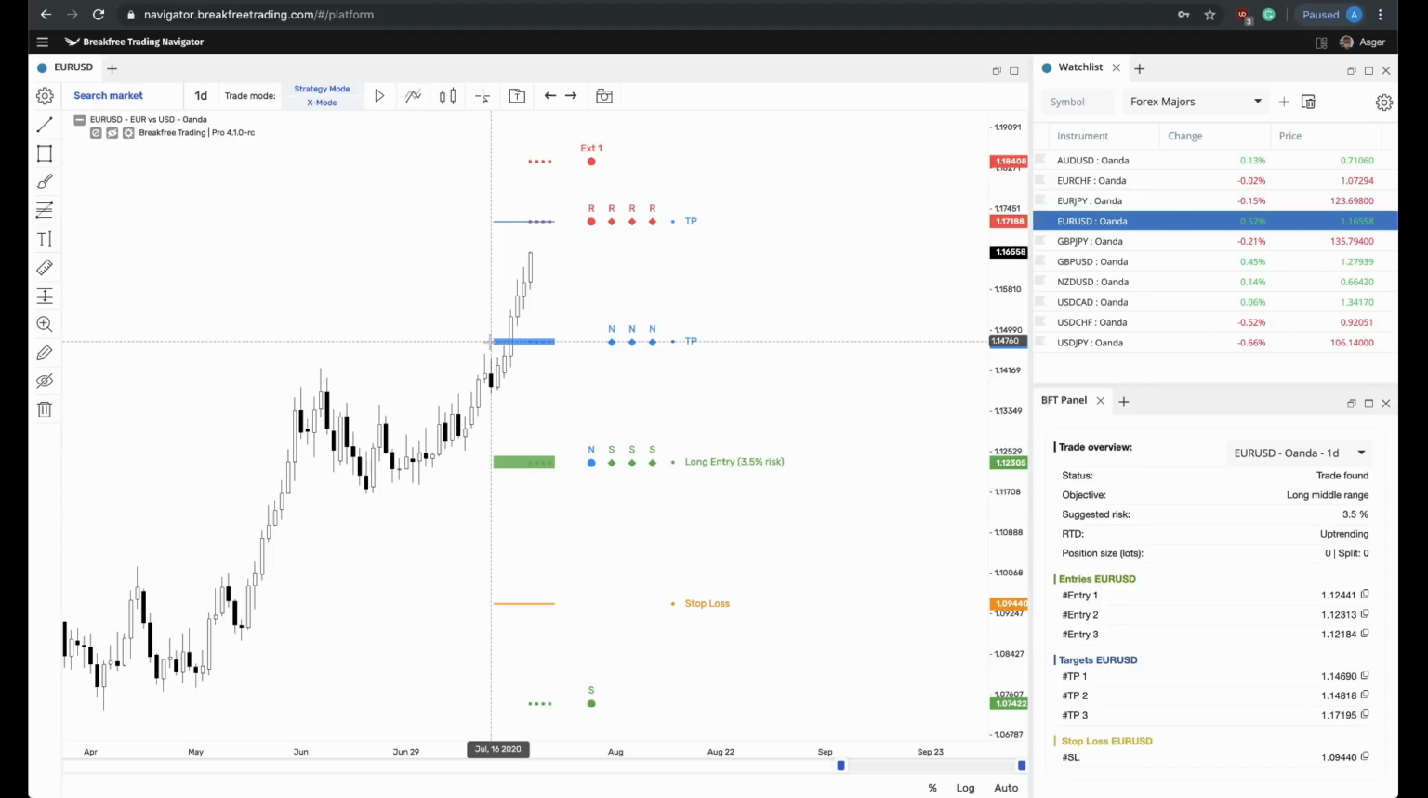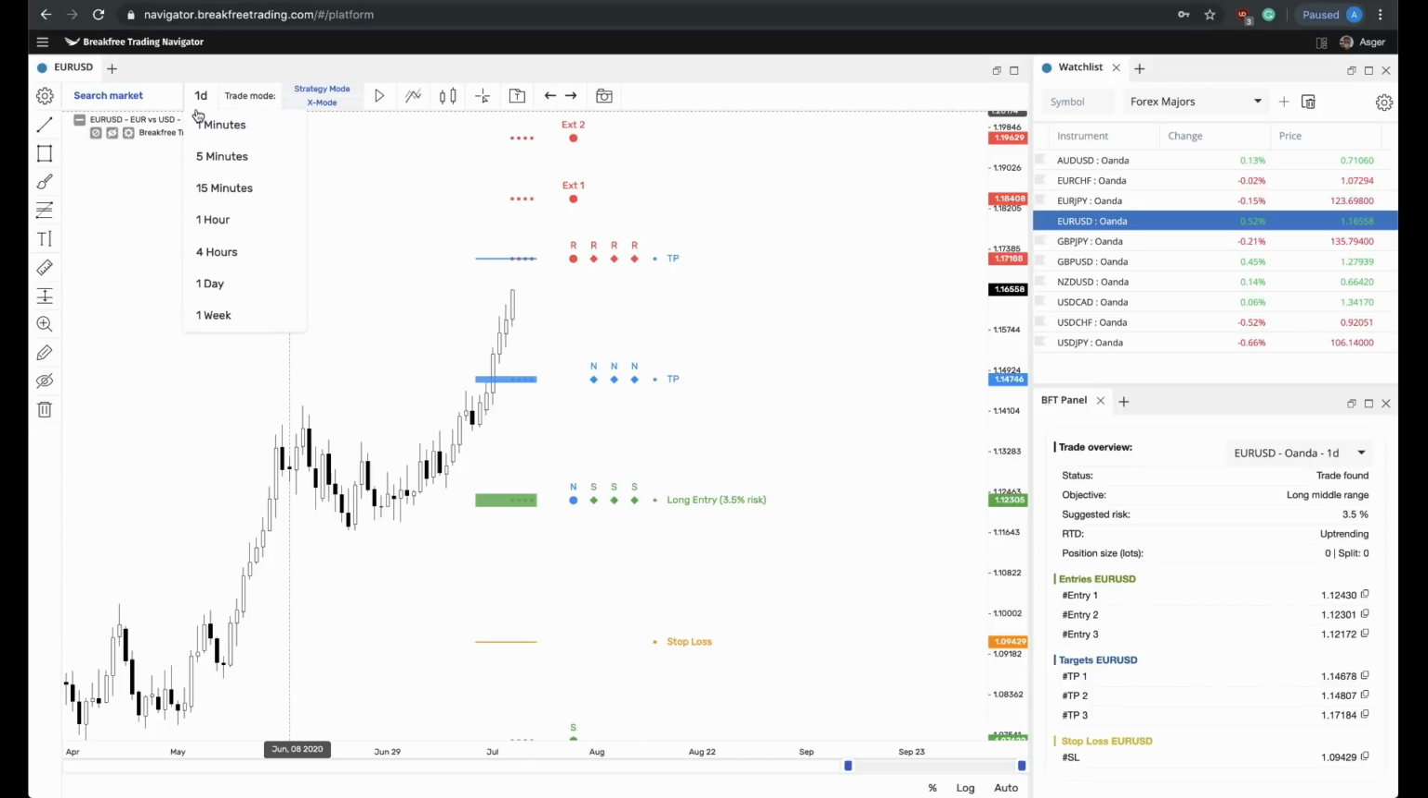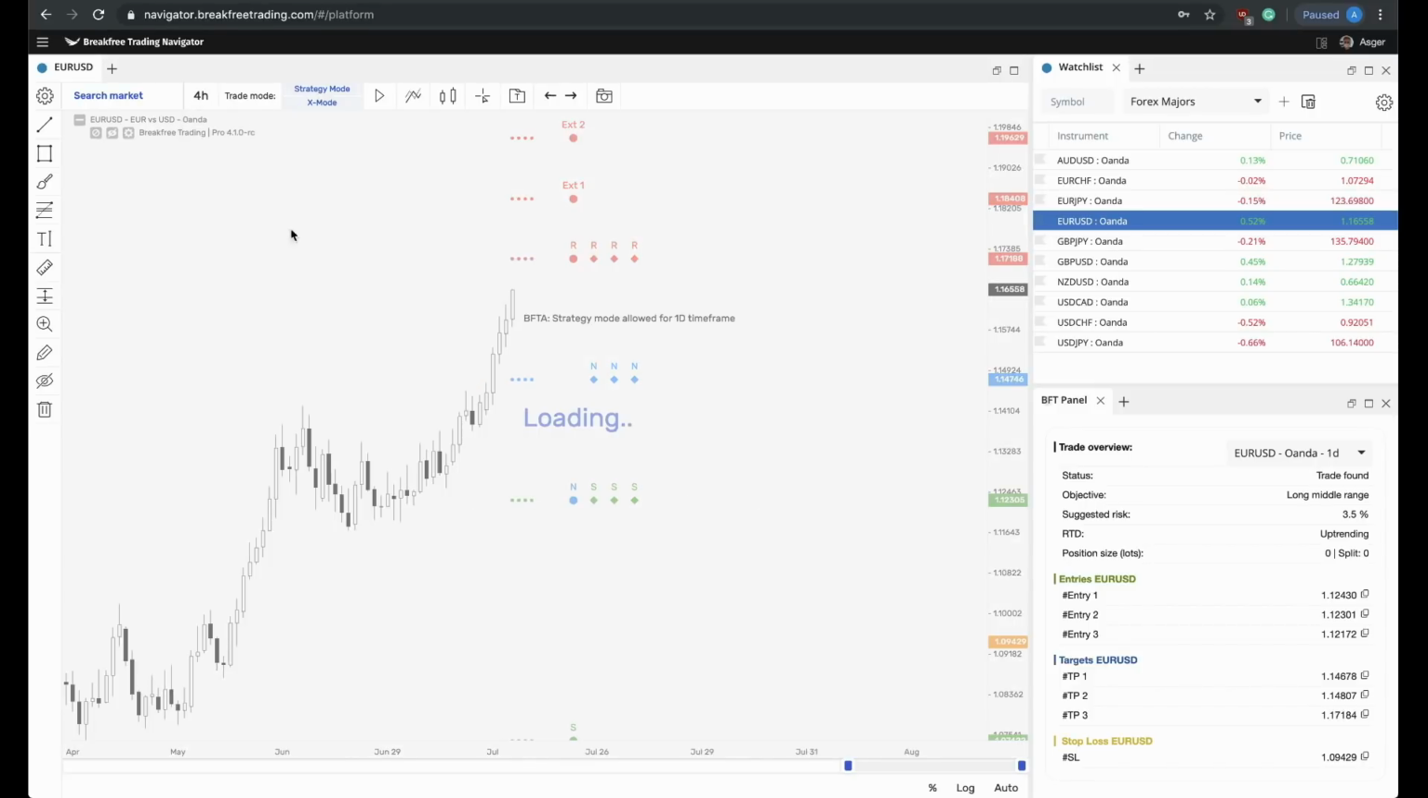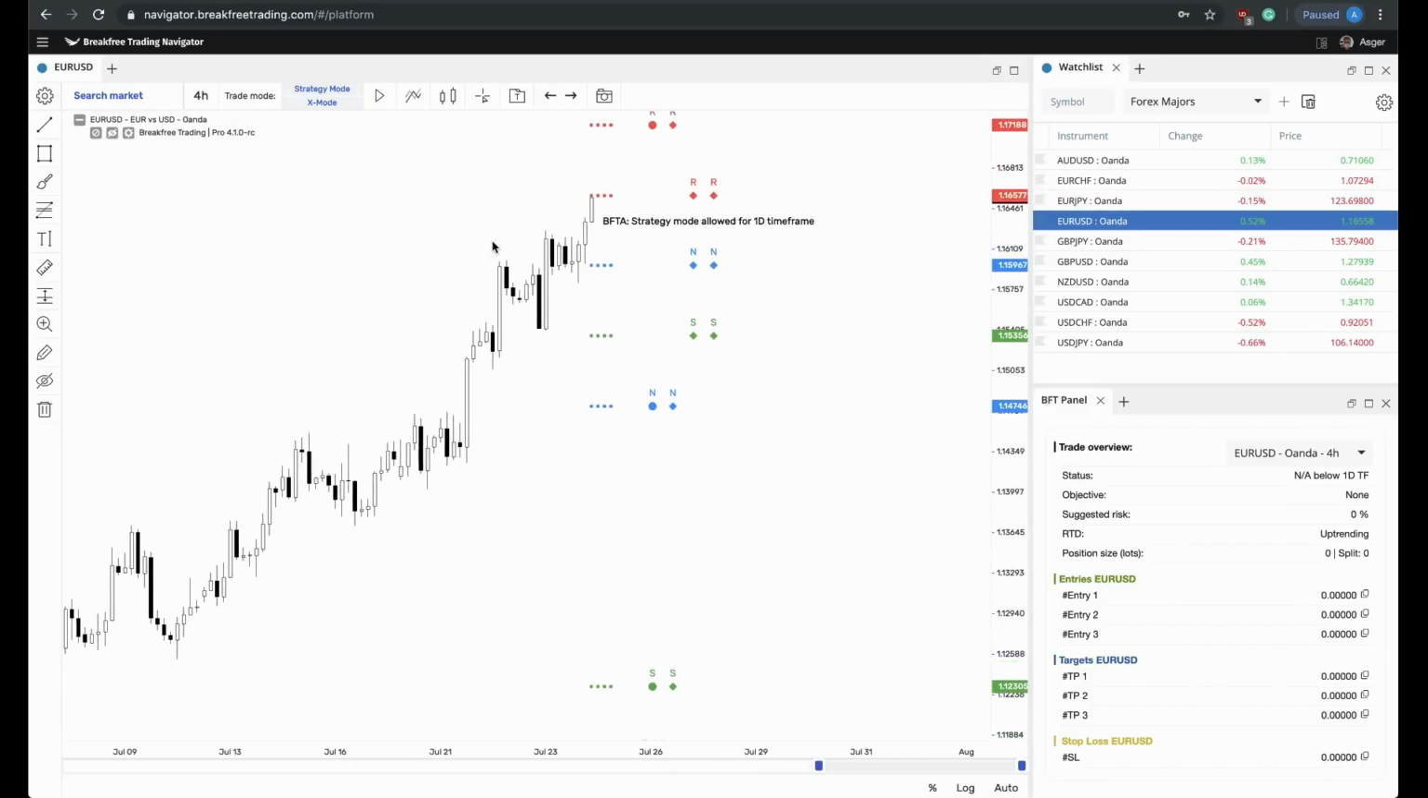And this is what you're going to start to notice when you use strategy mode and X mode at the same time. Now, if you move into a different time frame, let's say 4 hour, and you have both modes enabled, it will say that strategy mode is only allowed for the 1 day time frame. So what you will have to do is either turn it off or just leave it on. Strategy mode is not currently ready for 4 hour or 1 hour. It's not that we can't do it. It's just simply that people were not following our guidelines the last time we allowed them to do it.